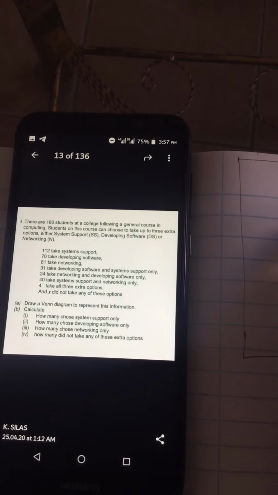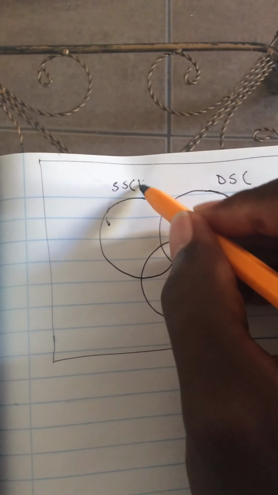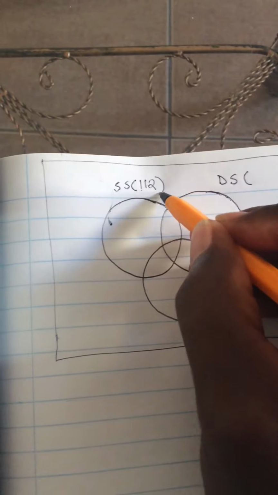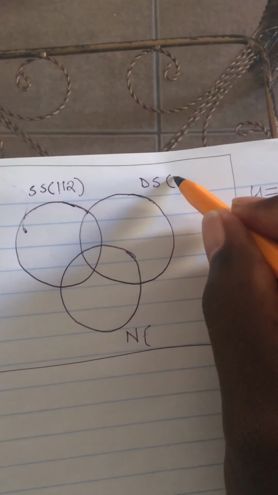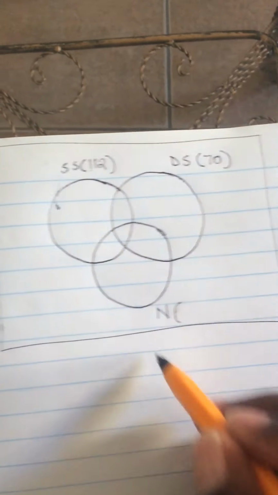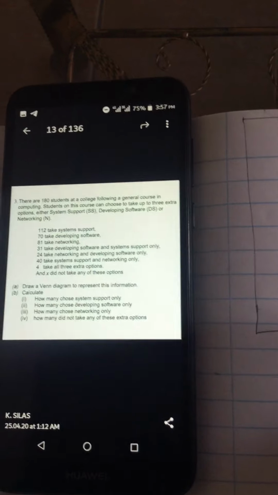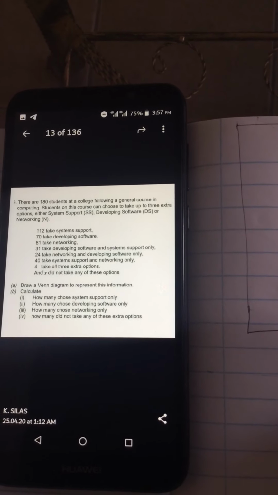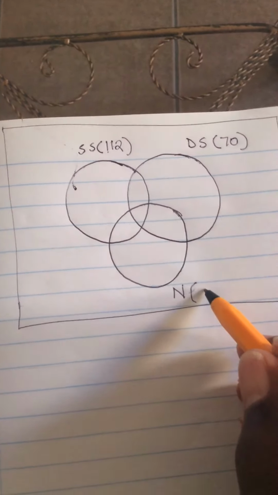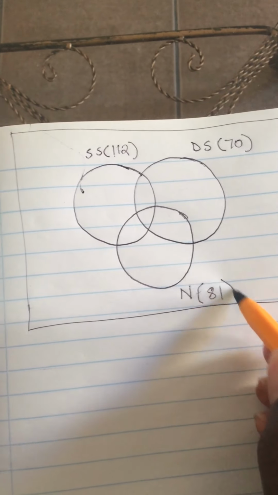So the SS, how much are they? The ones that take SS are 112. They are 112 here. And the ones that are taking DS, they are 70 students. And the other one that takes networking, they are 81 students.